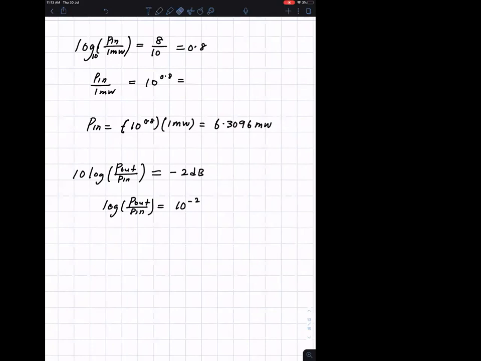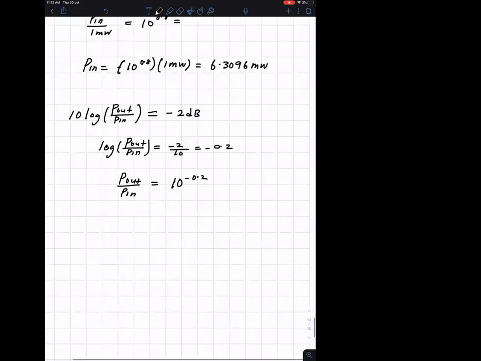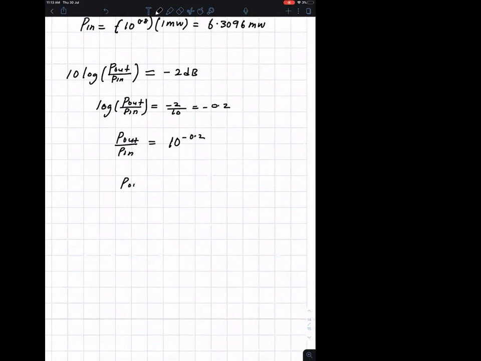You divide both sides by 10, we get P out over P in is 10 to the power of minus 0.2. So P out is 10 to the power of minus 0.2 times P in.